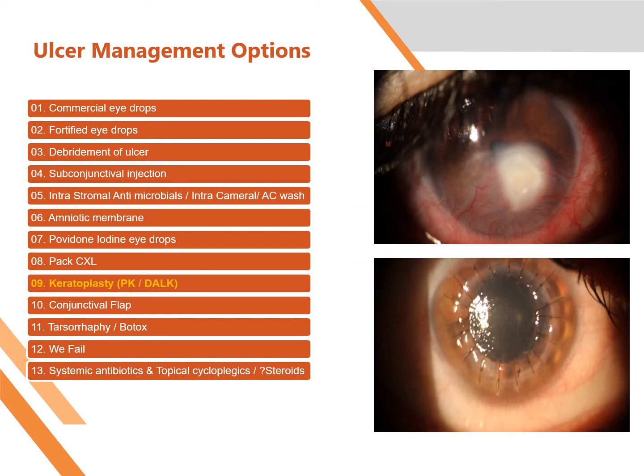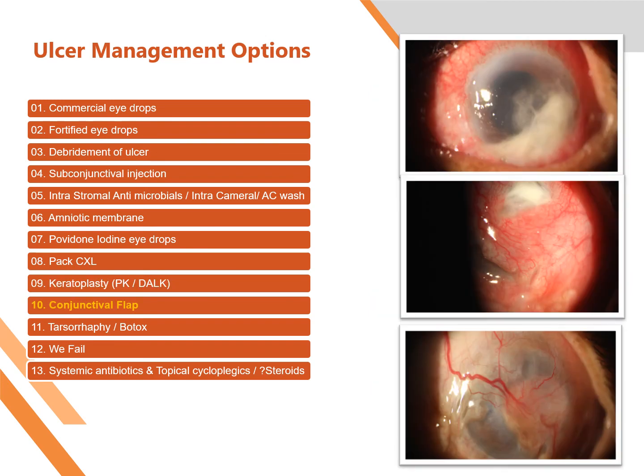Then is the keratoplasty. If the ulcer is not responding to any sort of treatment and you're expecting that the cornea is going to be perforated, then instead of waiting, you do the keratoplasty, in which you take the donor cornea and remove the ulcer and put the new cornea in. That is called therapeutic keratoplasty.